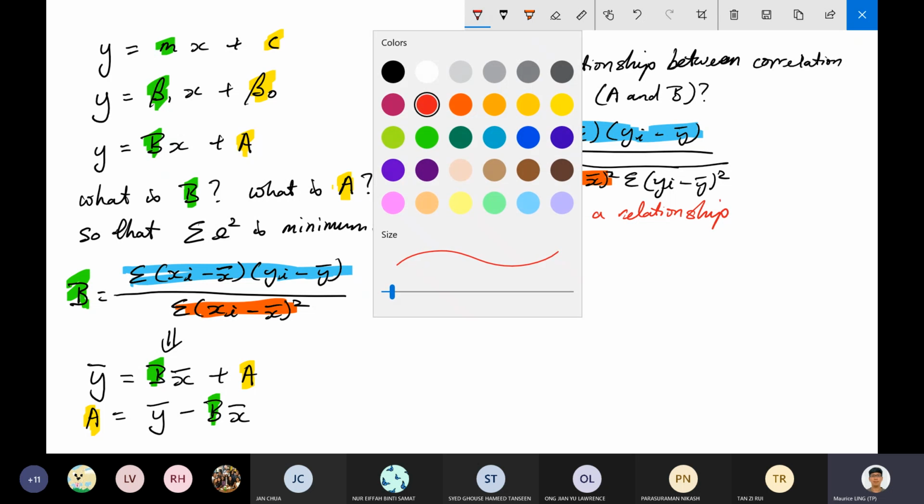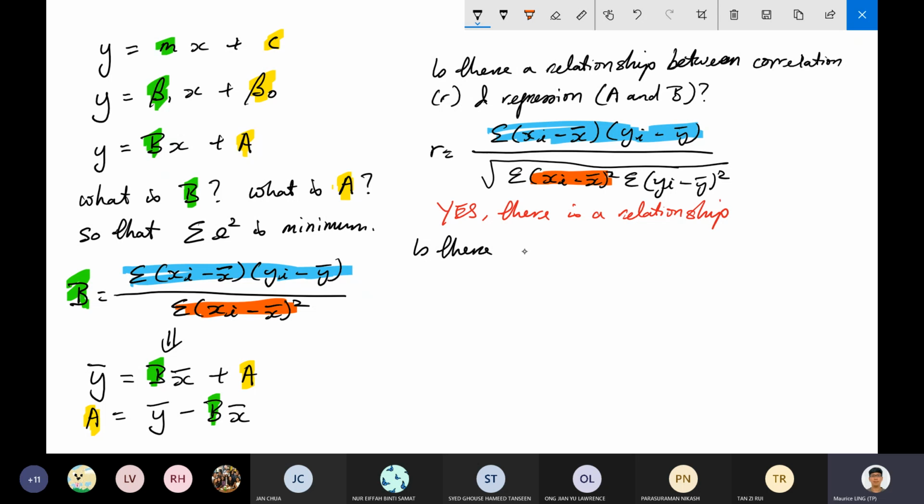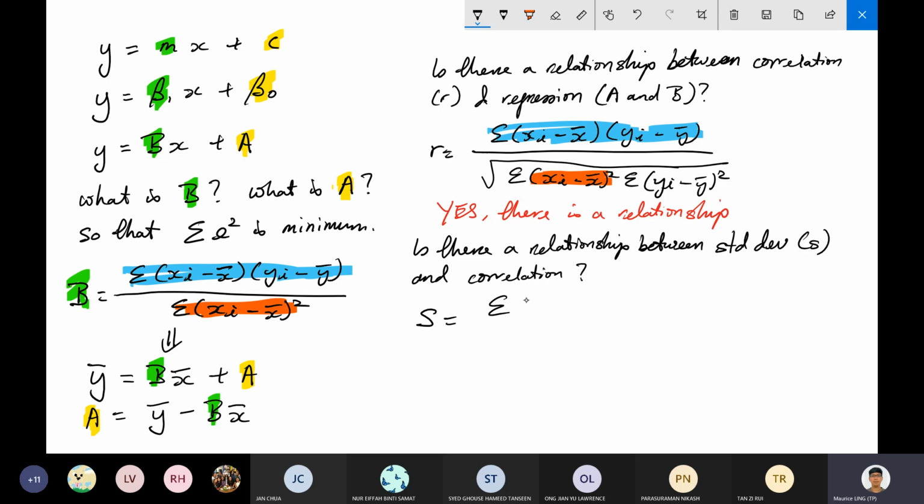Okay. And then my final question is, is there a relationship between your standard deviation, which is S, and your regression, which is then, okay, I won't say regression. We just deal with correlation. Remember your standard deviation is this. And this is where you see this part popping up again. So do you think there's a relationship?